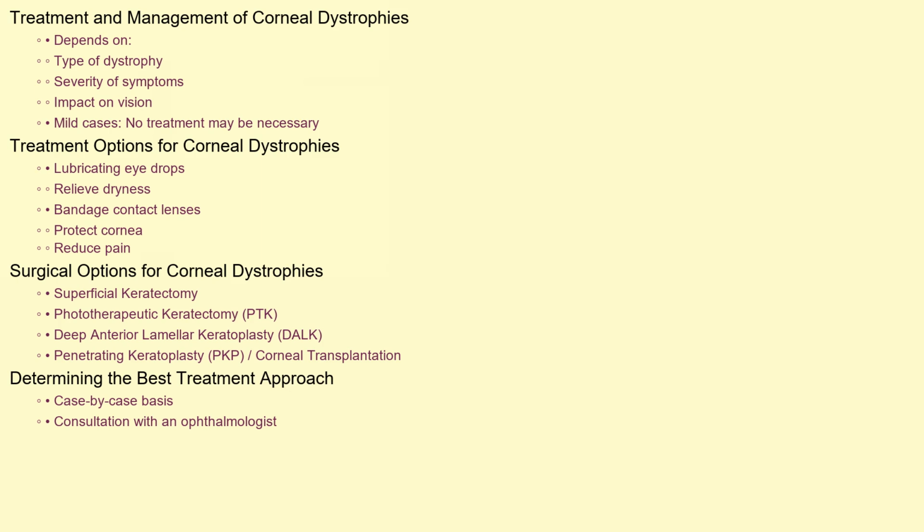Surgical options include superficial keratectomy, phototherapeutic keratectomy (PTK), deep anterior lamellar keratoplasty (DALK), and penetrating keratoplasty (PK), or corneal transplantation. The best treatment approach is determined on a case-by-case basis in consultation with an ophthalmologist.